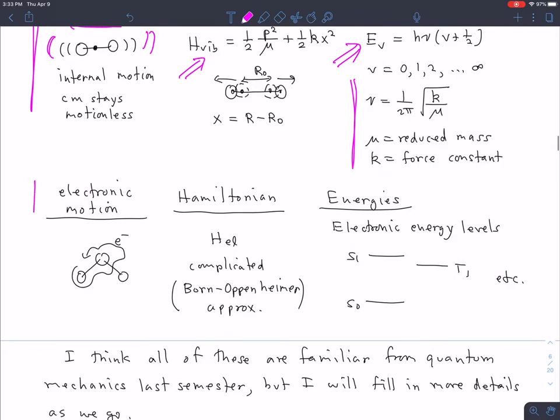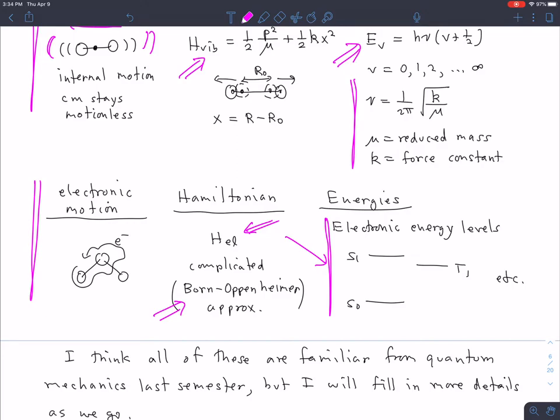And then finally, the last type of energy or motion is the electronic motion itself. There is, again, a quantum Hamiltonian for that. It's the electronic Hamiltonian that comes out of the Born-Oppenheimer approximation. It's complicated, so I didn't write it down. And it wouldn't be very illuminating even if I had written it down. And if you solve it, what you get out are the energy levels for the electronic states of a molecule.